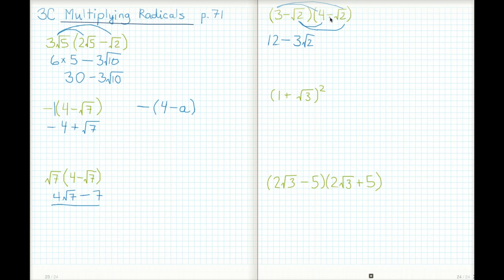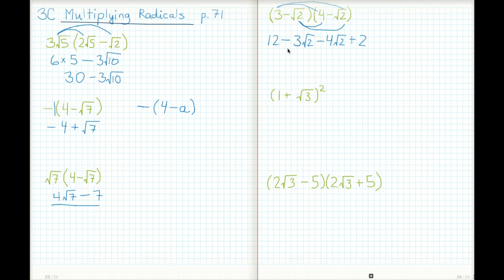So this minus sign from here comes out front to go out in front of the 3. Negative square root 2 times 4, again the negative sign will come out as a minus sign out in front. The whole number 4 comes first and then the square root 2. And then negative square root 2 times negative square root 2 will be a positive 2.